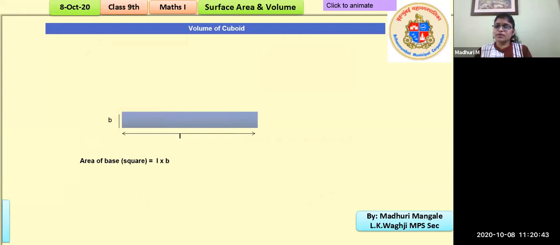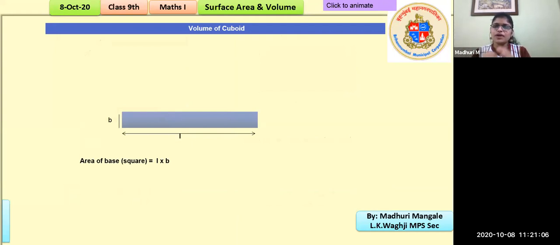Now, let us look at the volume of a cuboid. How do we find the volume of a cuboid? So, always to find volume, we find the area of the base and simply multiply by the height. Once again, we should start with the area of the base and multiply by the height.